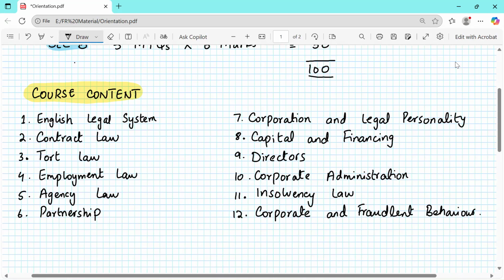That is known as administration. So we will be discussing that also in the insolvency law. And lastly, corporate and fraudulent behavior, in which we are going to talk about different types of frauds that the personnel involved in a company can commit, what are the risk procedures, what are the controls that we can implement, what are the different due diligence we can implement to ensure that risks are as minimum as possible.